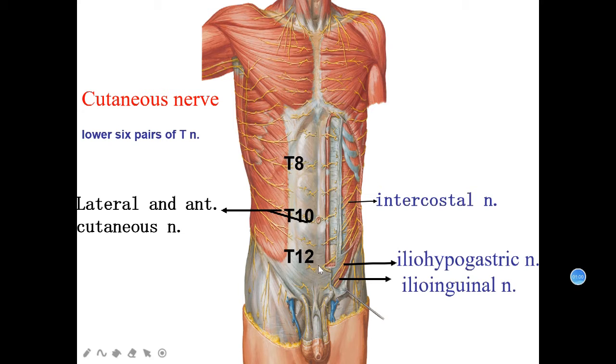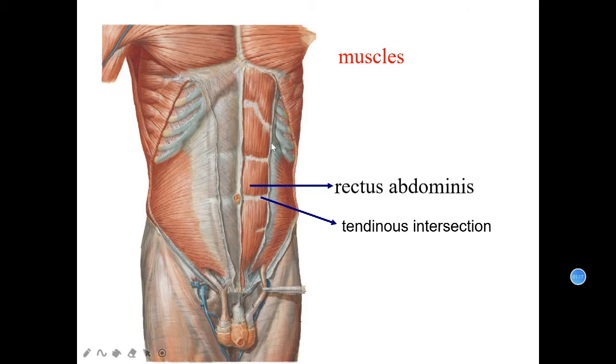Now, T12 is about here. It's the mid part between the umbilicus and the pubic symphysis. There are 2 nerves from the lumbar plexus because T12 cannot reach the inguinal region. The muscles are different in the different walls.